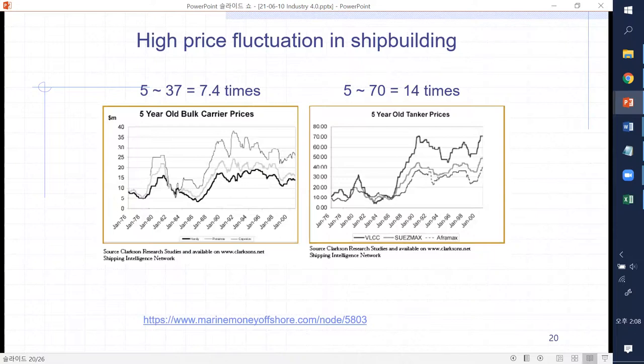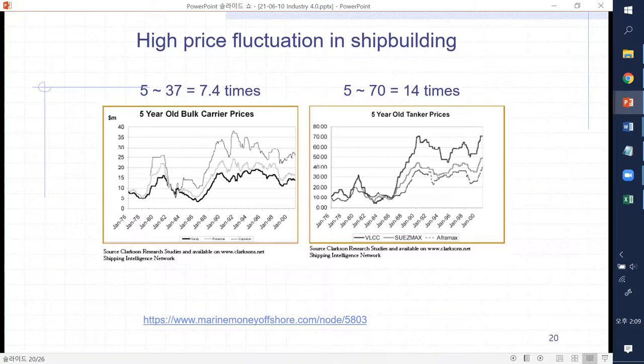Okay. Now to the shipbuilding of Industry 4.0. The shipbuilding industry is very specific or special in that the price fluctuation is very high. See the left-hand picture, this is a 5-year-old bulk carrier price, right? So a secondhand bulk carrier, you can say. And the range of the years is from January 1976 up to January 2000. So it is about 25 years. During that period, the price fluctuation is about 7.4 times.